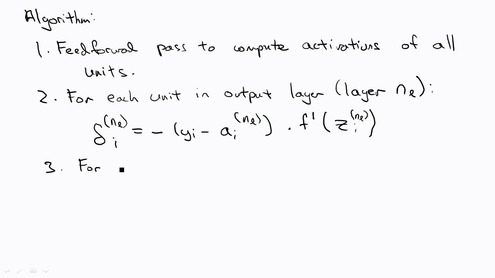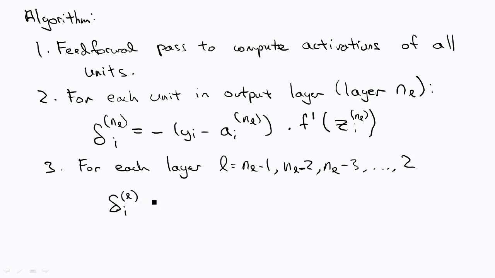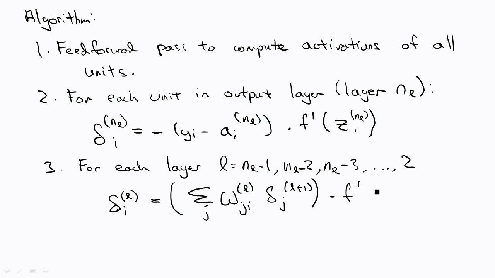And now I'm going to do this for each of my other layers. For each layer L equals n_L minus 1, n_L minus 2, n_L minus 3, and so on down to layer 2. I'm only going to do this down to layer 2. You can also do this down to layer 1, but we don't need to. It turns out you don't need to compute responsibility terms for the input layer because the inputs are what they are. You can't really change them. And for each of those, we're going to compute delta i L to be equal to that weighted average term you saw on the previous slide, times the delta, the responsibility term for the next layer, layer L plus 1, and then times the derivative term.